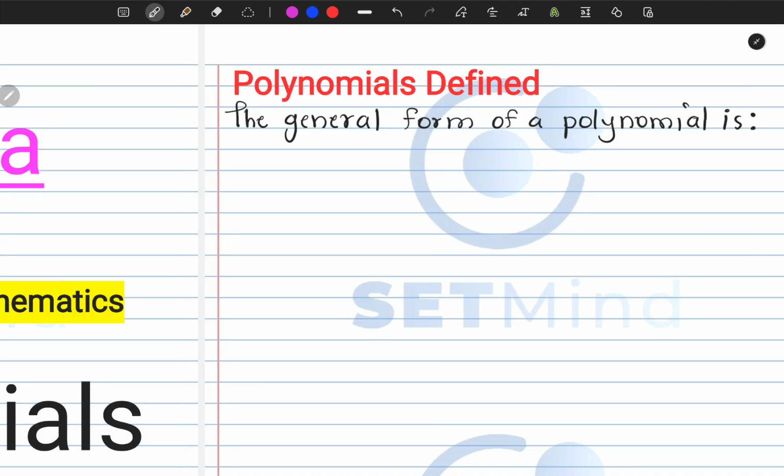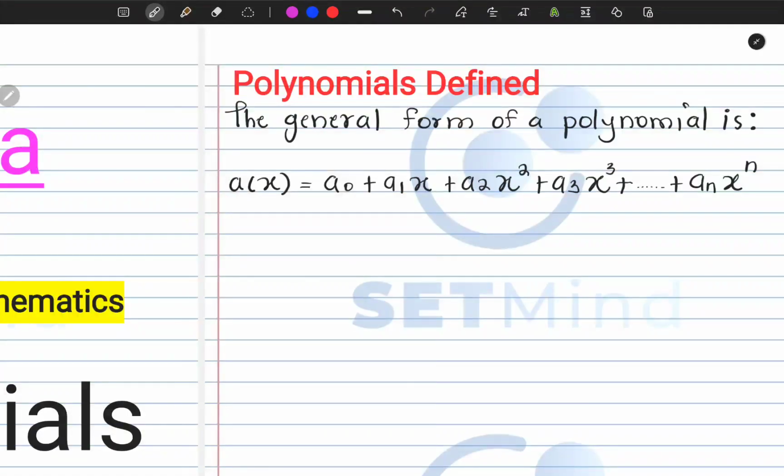The general form of a polynomial will be as follows. If we are given a function, let's consider using a of x. It will be equal to a0 plus a1 multiplied by x plus a2 multiplied by x squared plus a3 multiplied by x cubed plus many terms that will follow until we reach the last term, which will be an x to the n.